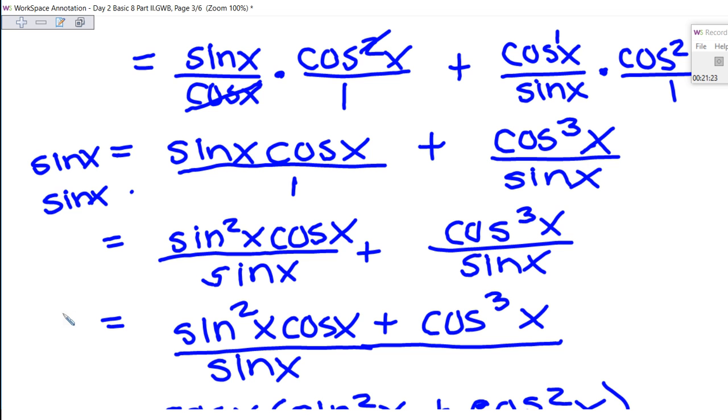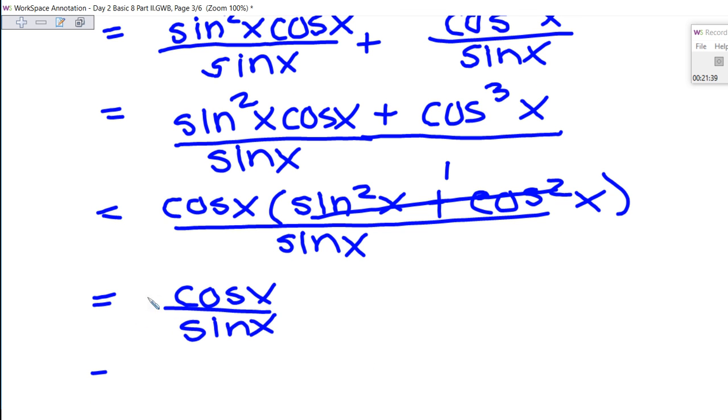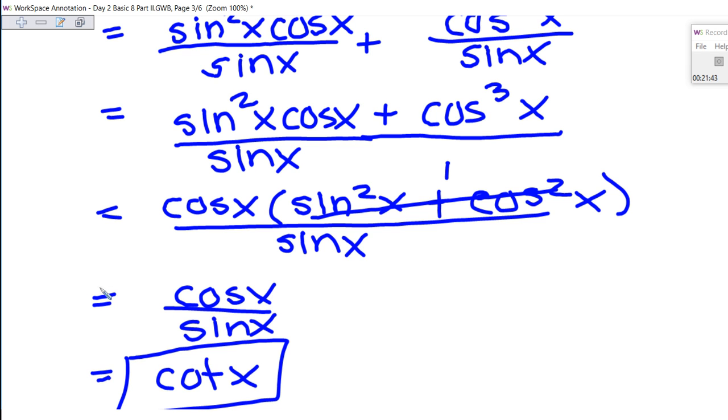Yeah, sine squared plus cosine squared is equal to 1. I'm just going to put a line through that and put a 1. So this is just cosine of x over sine of x, which is equal to cotangent of x. So now my answer is a single term. So we finally finished that problem.